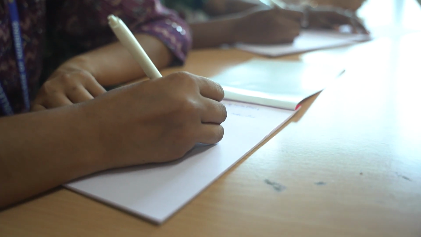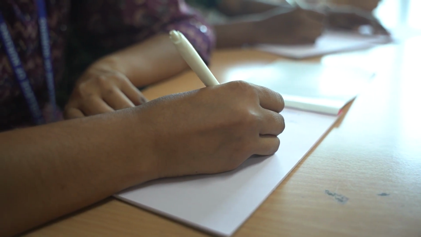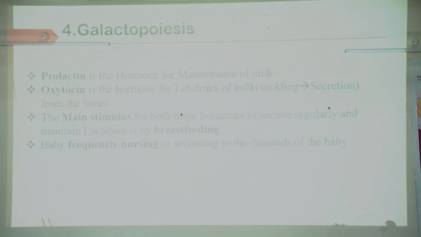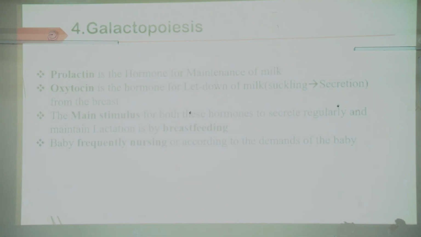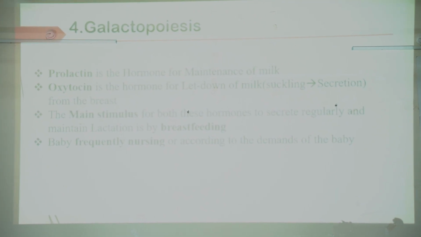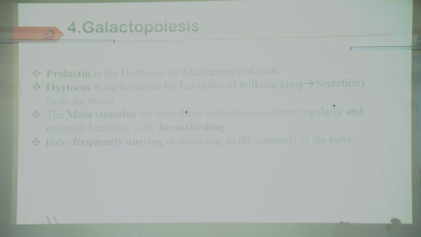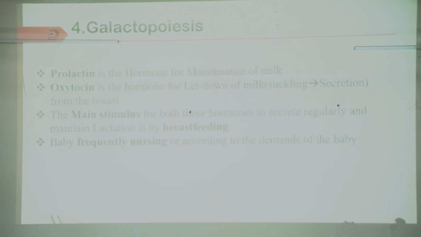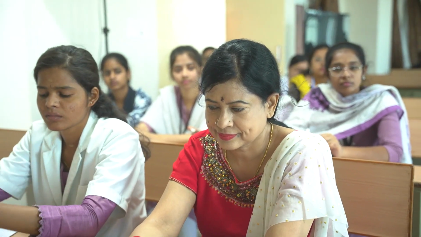So galactopoiesis is maintenance. That means regularly the mother should be encouraged to feed at every interval of 2 hours so that the prolactin will be coming up, production is happening and oxytocin is released and milk is coming down. So now galactopoiesis means it is maintenance of the lactation. Every 2 hourly the mother should feed the baby. And how do you know that baby is getting enough milk? How do you know the baby is getting enough milk?